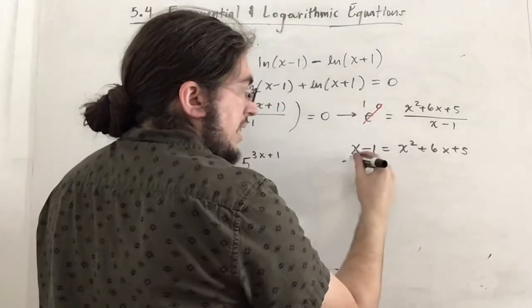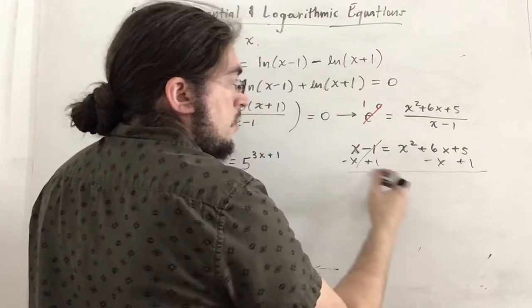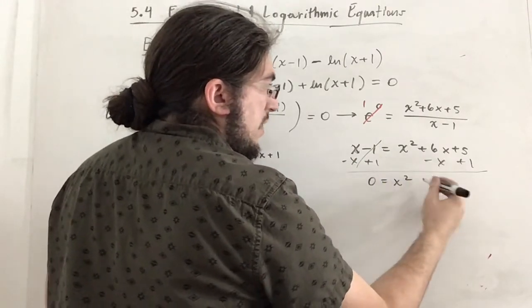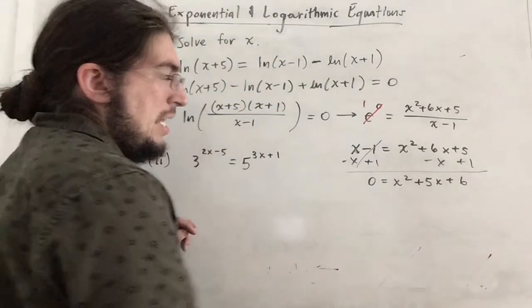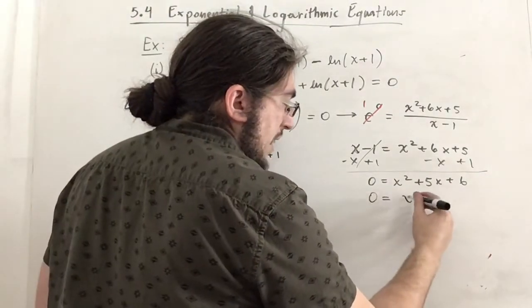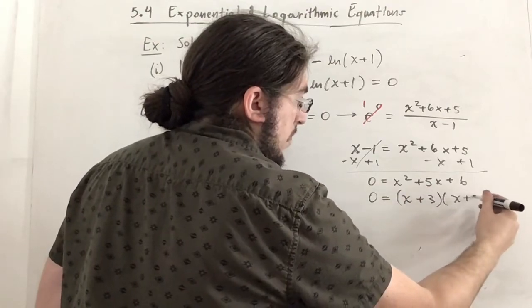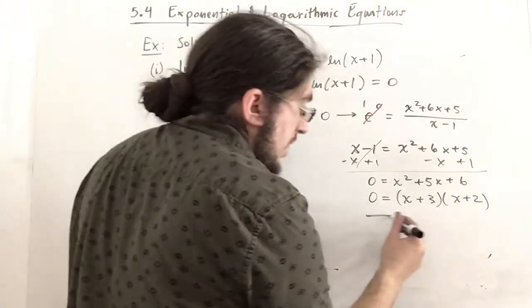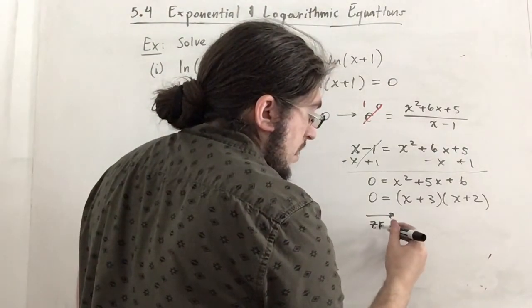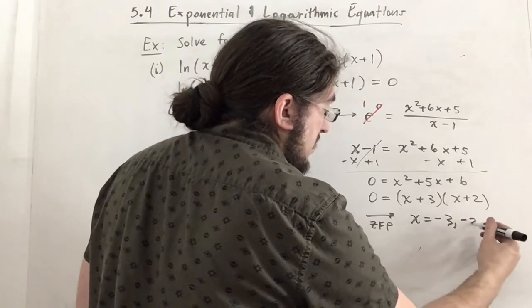Subtract these to this side, so let me do it like this. So minus x plus 1. We get 0 is equal to x squared plus 5x plus 6. This factors as x plus 3 and x plus 2. I want to say, yeah, it seems to work out. Now using the zero factor property, we get x is equal to either negative 3 or negative 2.